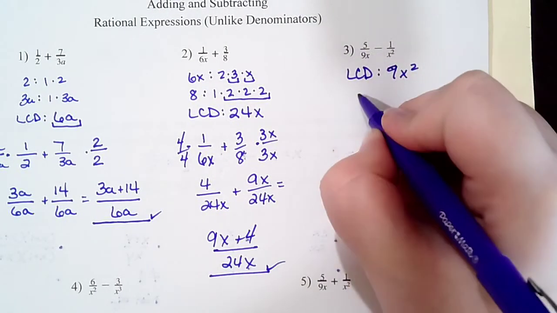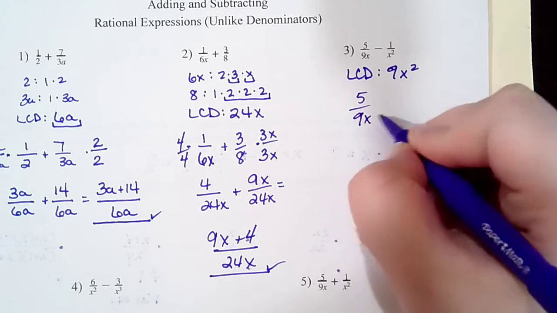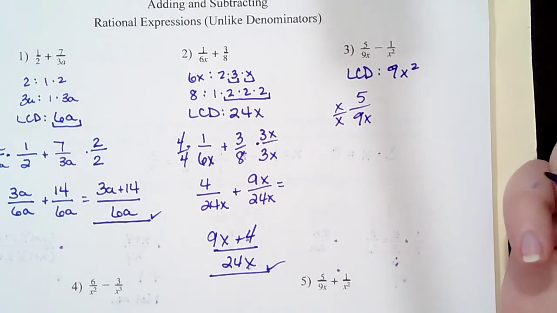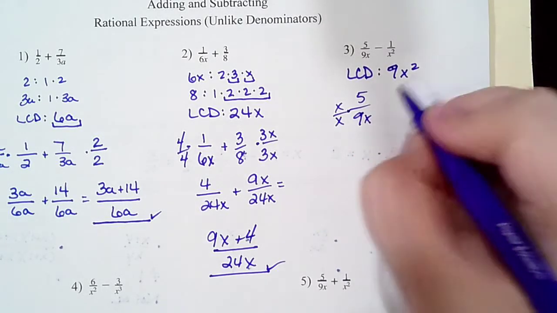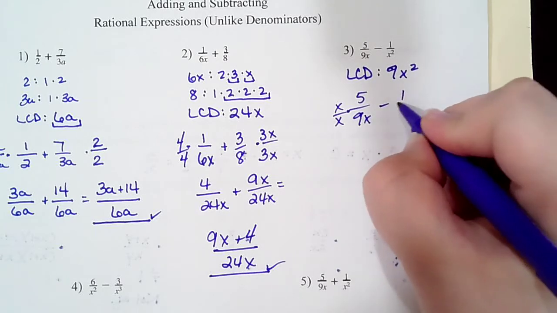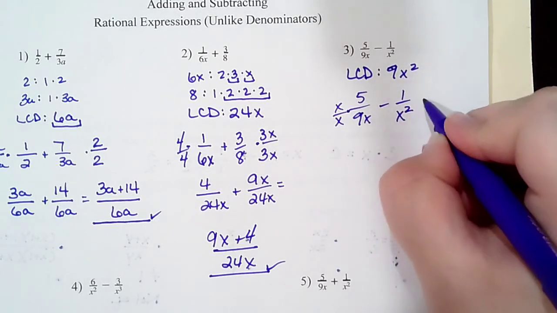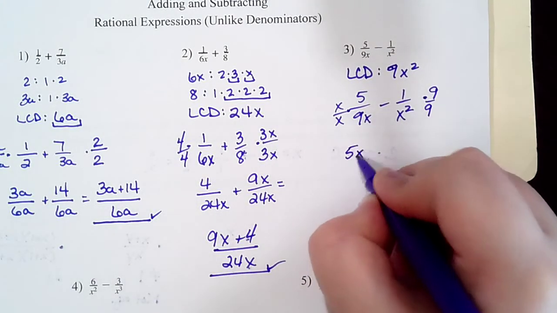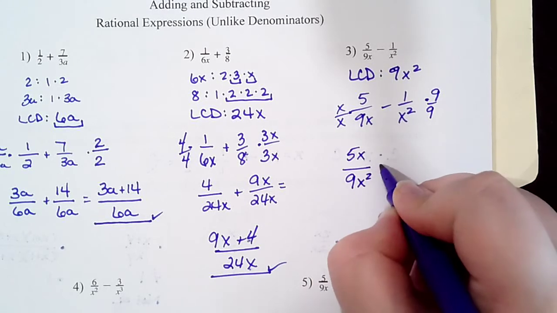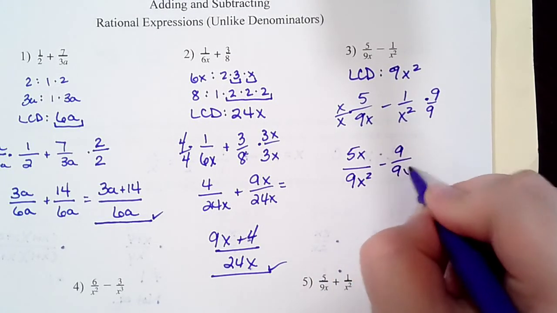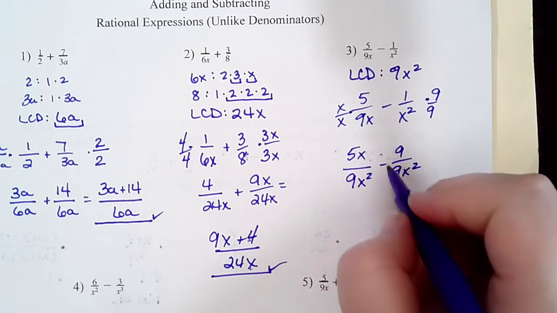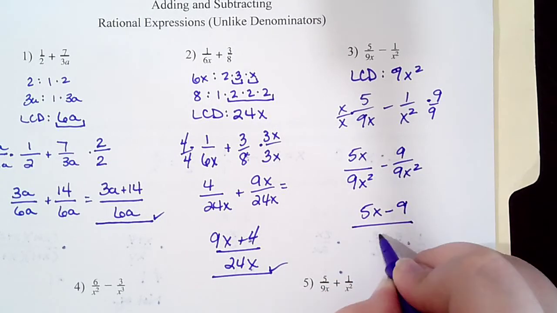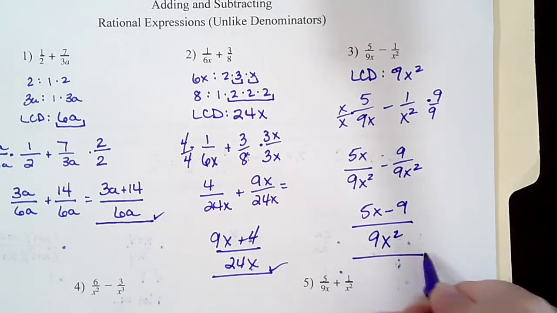All right, left-hand side, we have 5 over 9x. How do we go to 9x squared on the bottom? We're going to multiply this side by x over x, which is just a big fancy 1. We minus 1 over x squared. How do we go to 9x squared? Well, we multiply by 9 over 9. And then this gives us 5x over 9x squared minus 9 over 9x squared. Subtract across the top. 5x minus 9 all over 9x squared.